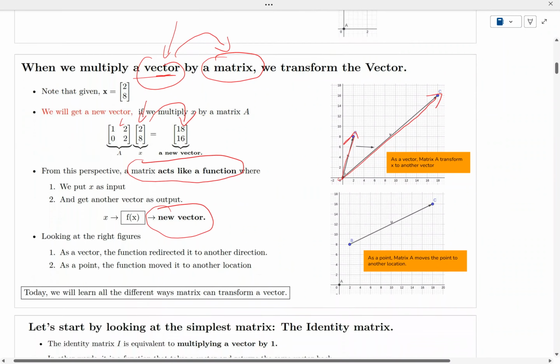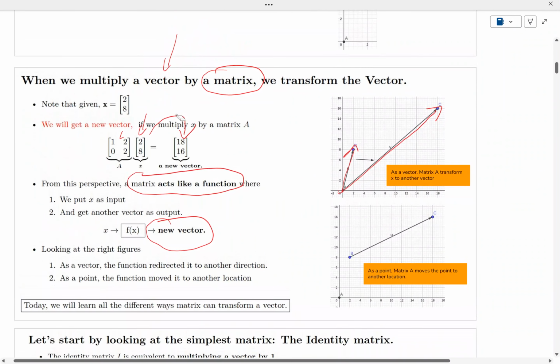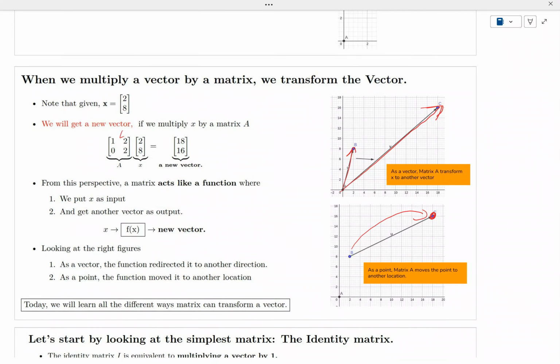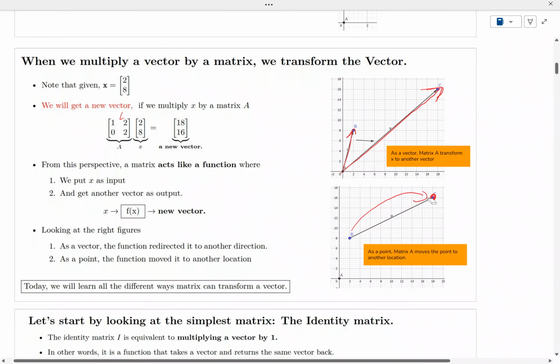Now, if we look at the right figure, one way we interpret it is that we started with this vector and then we transformed it into this vector. So that's a vector transformation. However, if we picture vectors as dots, you started from here and ended here, right? So you moved the dot from one place to another, well, it's more like a teleport. You teleported the dot from here to here, and that's what the matrix did.